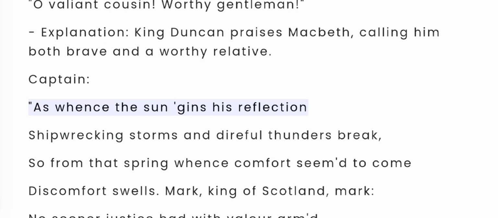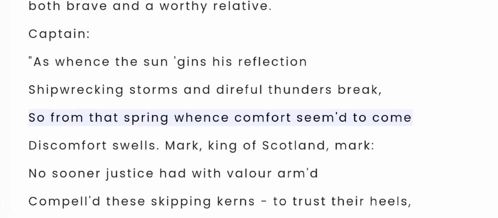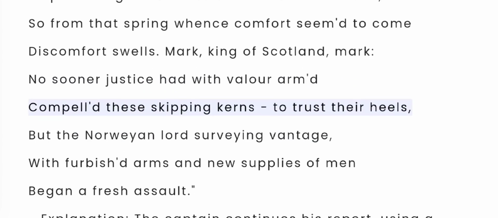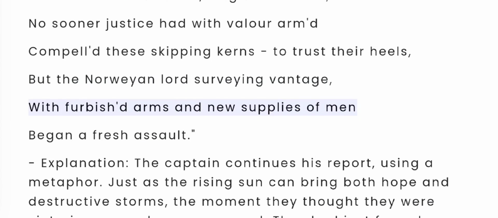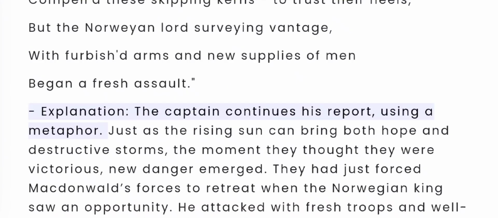Captain: As whence the sun gins his reflection, shipwrecking storms and direful thunders break, so from that spring whence comfort seemed to come, discomfort swells. Mark, King of Scotland, mark. No sooner justice had with valor armed compelled these skipping kerns to trust their heels, but the Norwegian lord, surveying vantage, with furbished arms and new supplies of men, began a fresh assault.